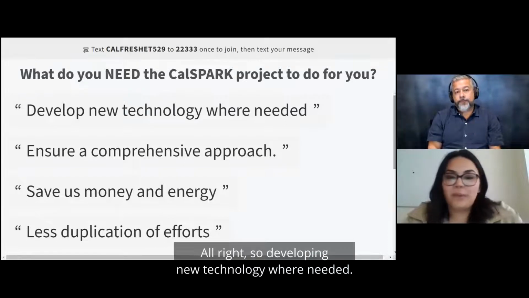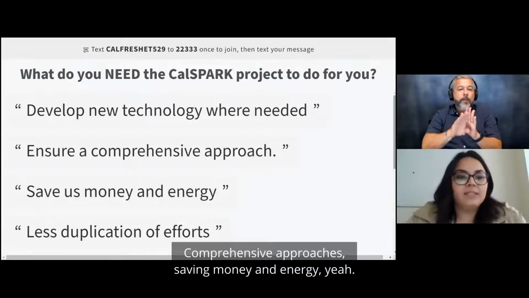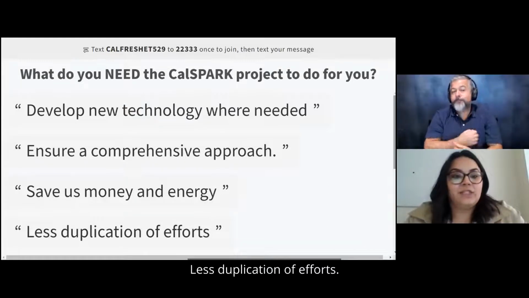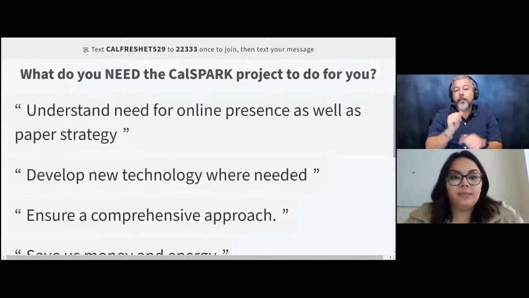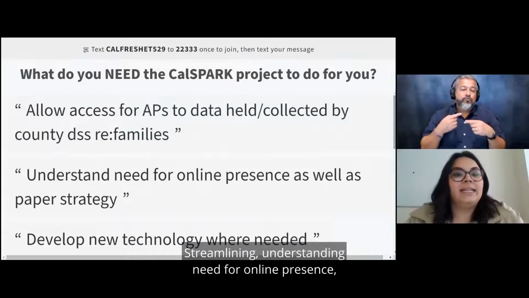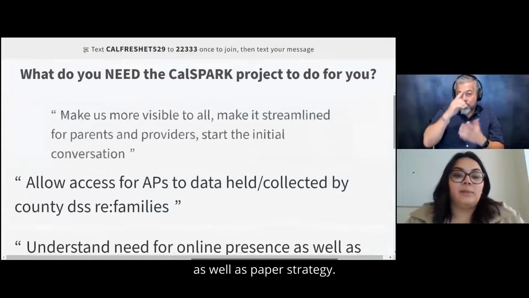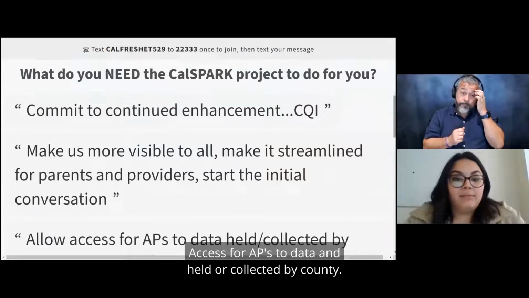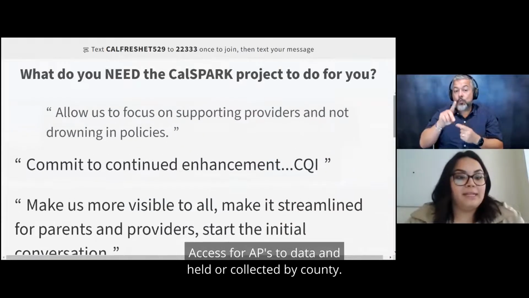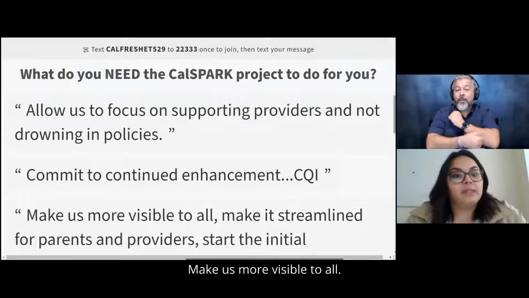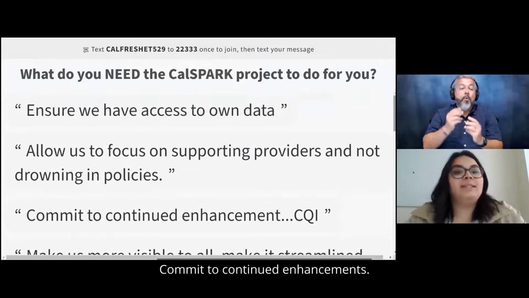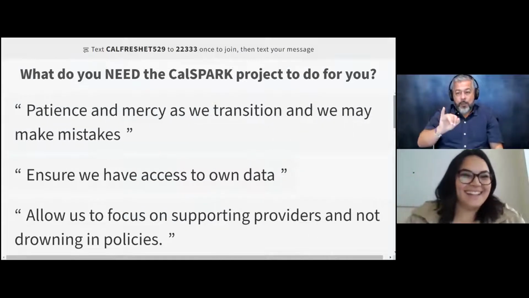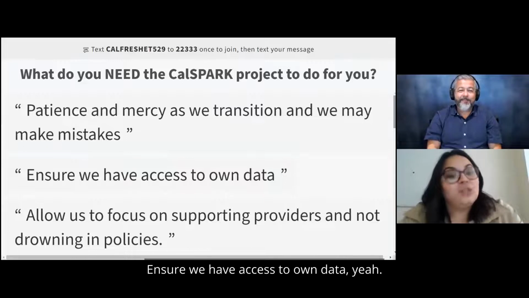All right, so developing new technology where needed, comprehensive approaches, saving money and energy. Yeah, less duplication of efforts, streamlining, understanding need for online presence as well as paper strategy, access for APs to data held or collected by county, DSS, make us more visible to all, commit to continued enhancement. CQI is my favorite. Ensure we have access to own data. Yeah.